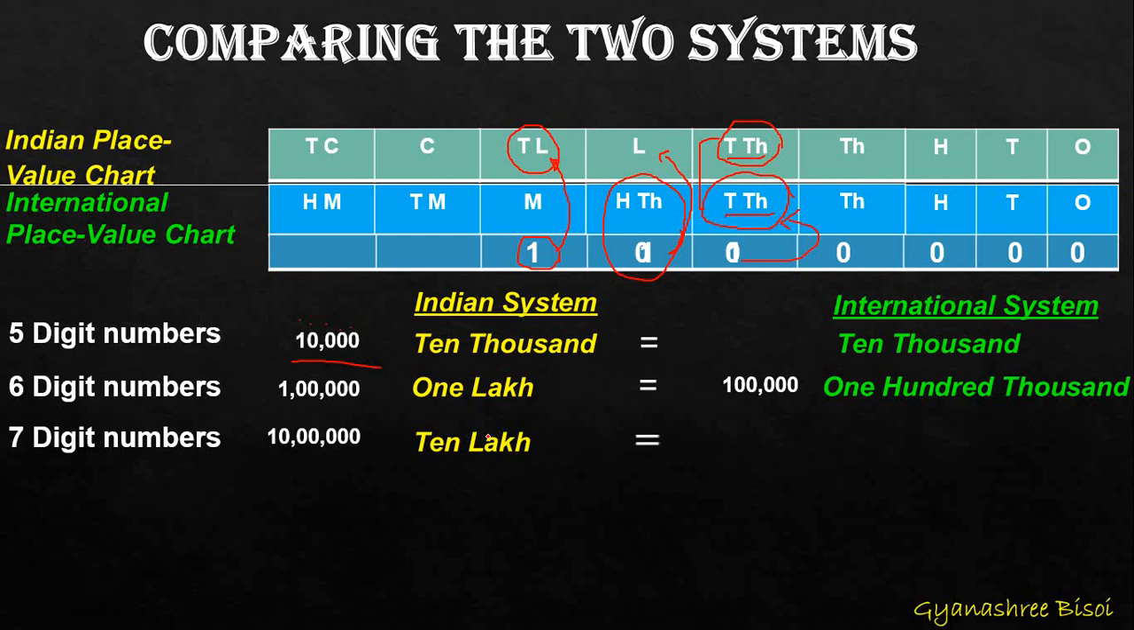That is equals to, according to the international system, how will you read this? 1 is at which place? According to the international place value chart, that is at millions place. So 1 is at millions place. So how will you read this? 1 million. Very simple. But how to write it in figure? So I have written 1 followed by 6 zeros.